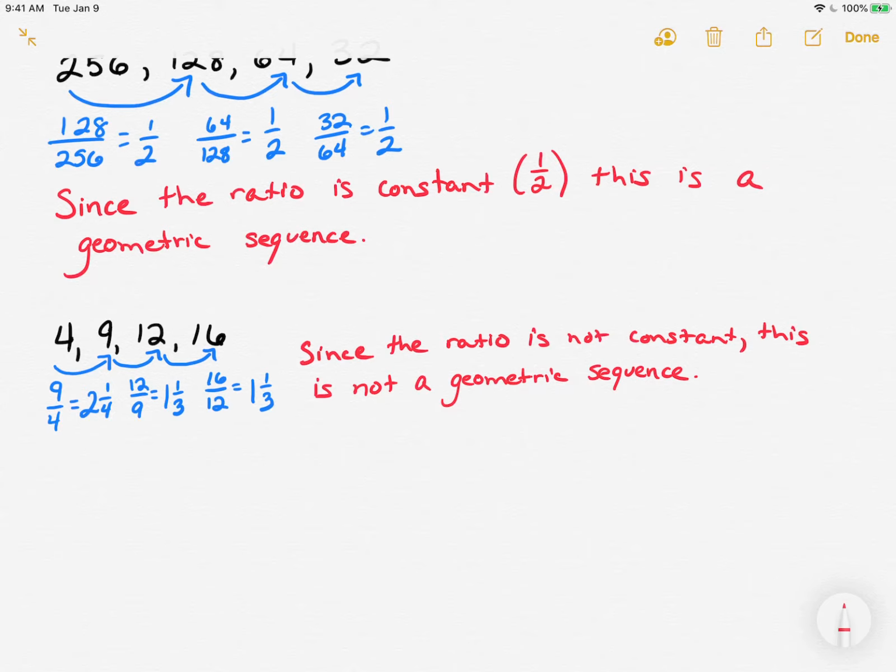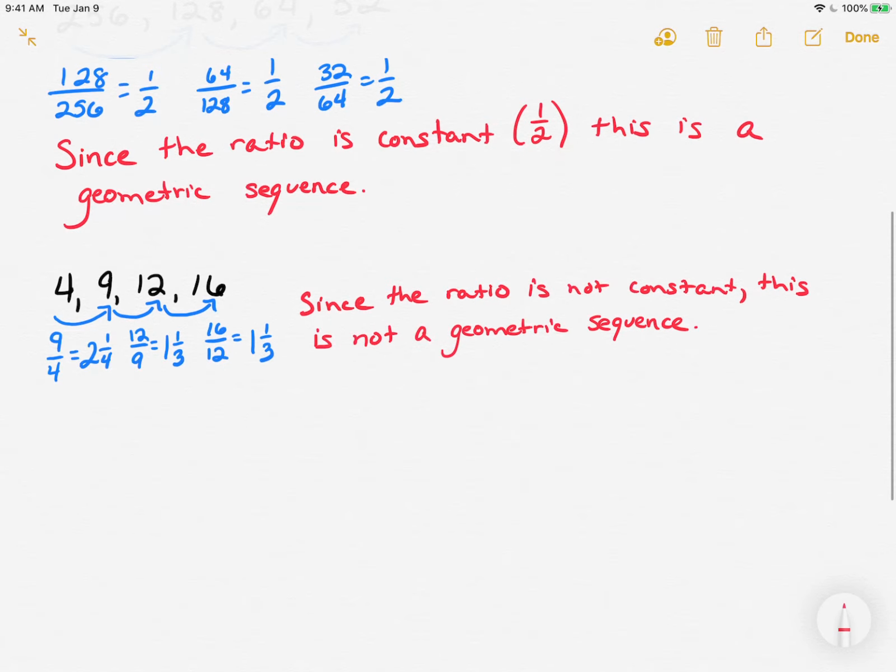If it's not geometric, the next step would be to check and see, is it arithmetic? Arithmetic has nothing to do with ratios. Arithmetic means, is it going up by the same amount or down by the same amount every time? So an example of an arithmetic sequence would be 2, 4, 6, 8, 10. It's going up by 2 every time. Another one might be 5, 10, 15, 20, 25, going up by 5. And it would also be correct to say that an arithmetic sequence was 100, 90, 80, 70, 60. It's going down by 10, the same amount every time.